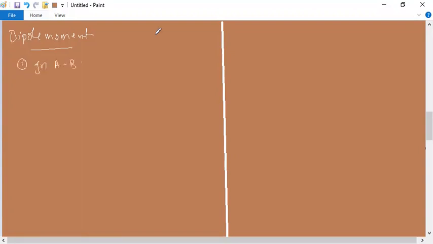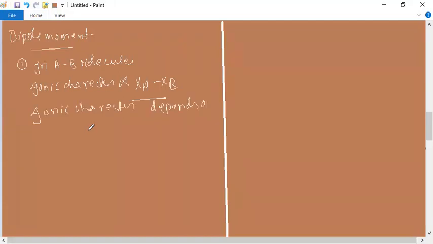In an AB molecule, ionic character is proportional to Xa minus Xb. So ionic character depends on, and what is Xa here? Electronegativity. So ionic character depends on the difference in electronegativity between the two elements.